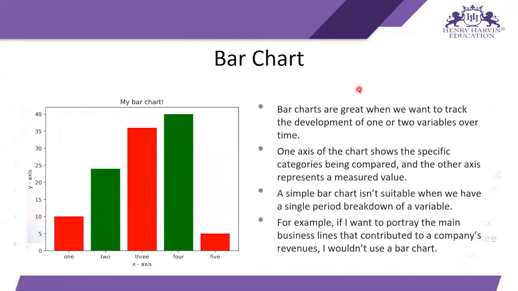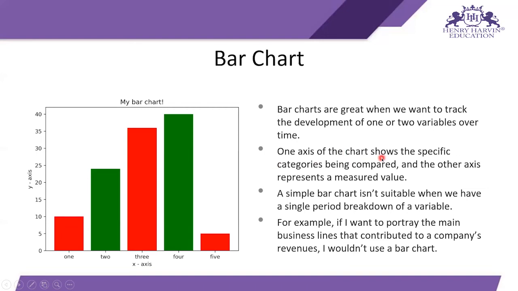So next comes the bar chart, and bar charts are great when we want to track the development of one or two variables over time. So let's say in a store there are five products, and I want to see the sales of those five products in a particular month, then I can use this bar chart: one product has sales of 10, another product has sales of 25 or 23, and so on for all of these products. So I can plot this bar chart for that.